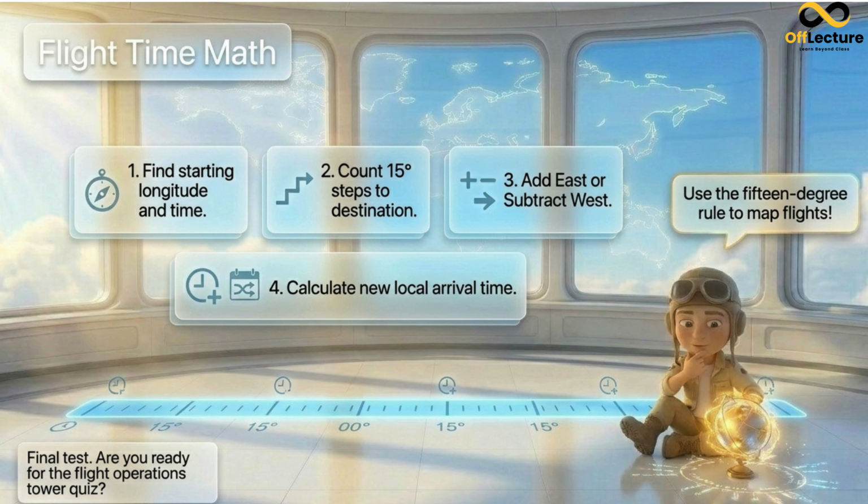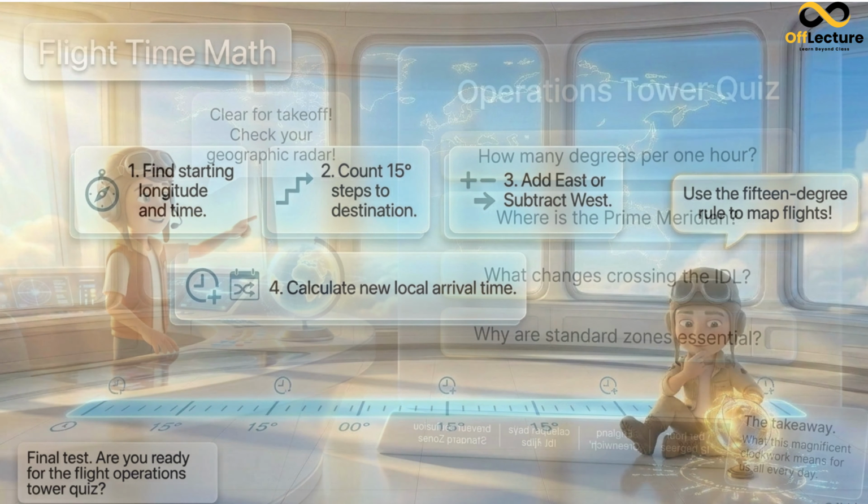Flight time math. To master flight time math, follow 4 simple steps using the 15-degree rule. First, find your starting longitude and time. Second, count the 15-degree steps to your destination. Third, add for east or subtract for west. Finally, calculate your new local arrival time.